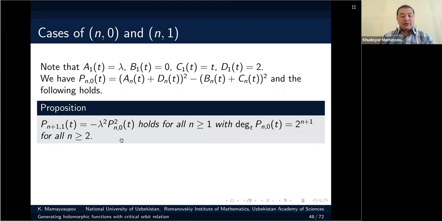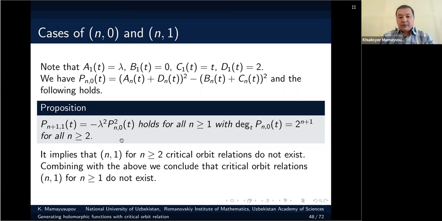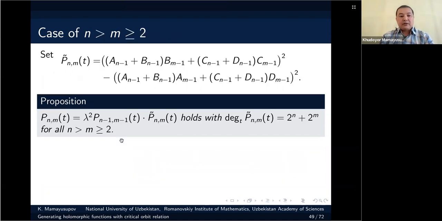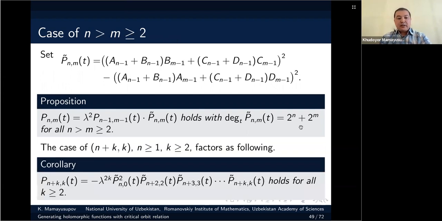It's the next one divides the square of the previous one. And here we don't have other factor than lambda square. So this is why n and 1 or n plus 1 and 1 are never realized. Never possible. For the other case, I also have explicit formulas, and the degree count here comes from the leading terms of d. So the degrees are double the degrees of some of the degrees of d. So again, I can factor them.